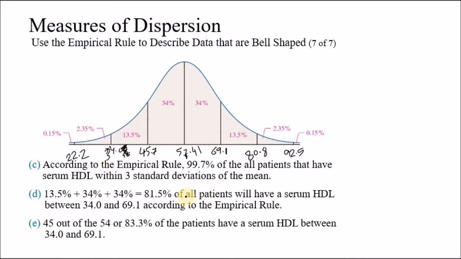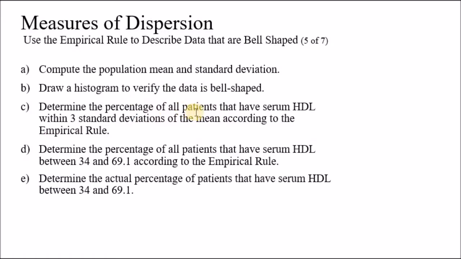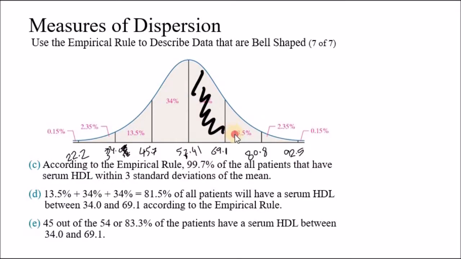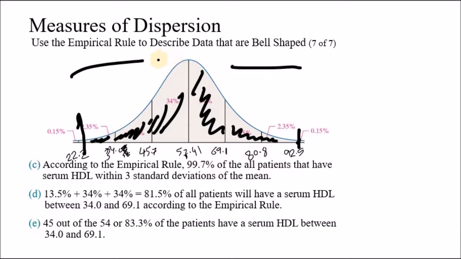So to find the second one, which is determining the percentage of all patients that have HDL serum within 3 standard deviations of the mean according to the empirical rule, let's see what it's going to look like. We will be adding 1 standard deviation, 2 standard deviations, 3 standard deviations, and stopping right here. And 1 standard deviation, 2 standard deviations, 3 standard deviations. We'll stop right here.